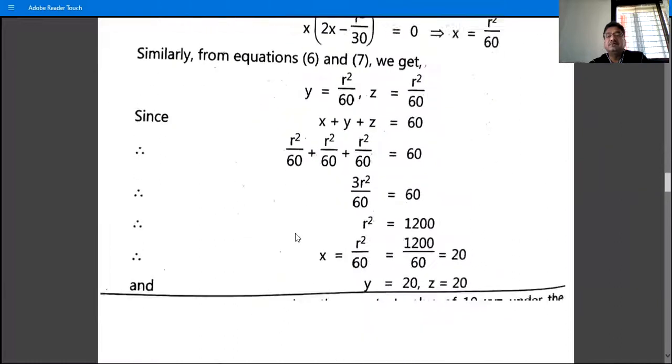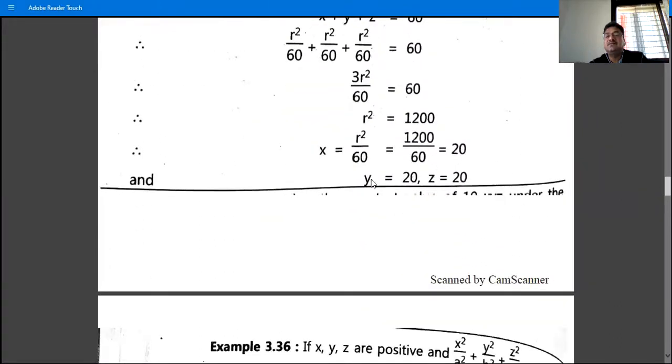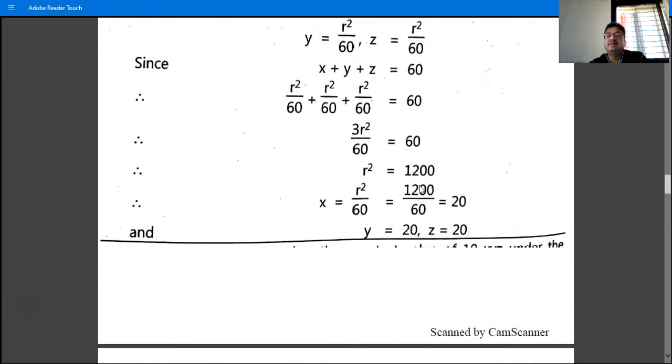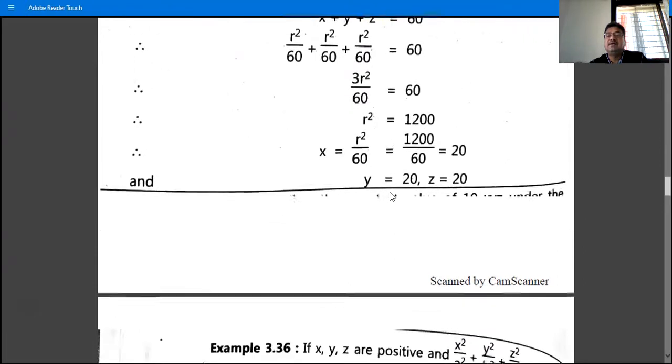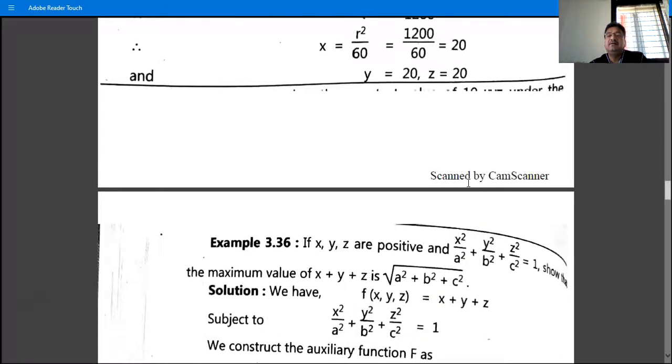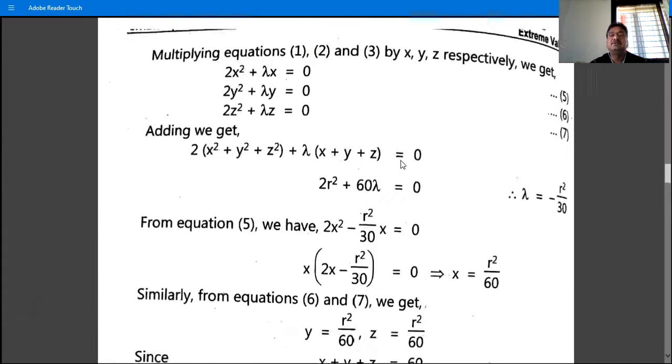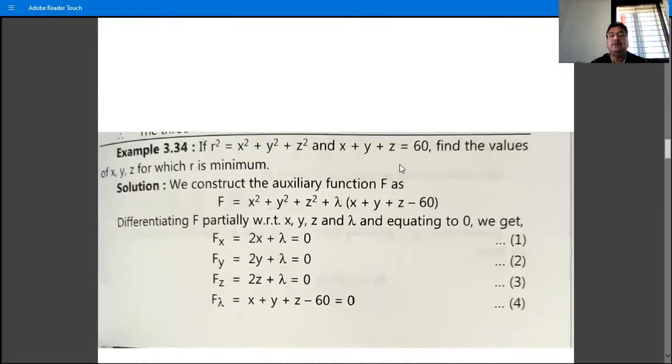Okay, so we have x, y, and z. R square is this, and then x, y, z is 20, 20, and 20. So the answer of this problem: find the values of x, y, z for which R is minimum. So R is minimum if x is 20, y is 20, and z is 20.